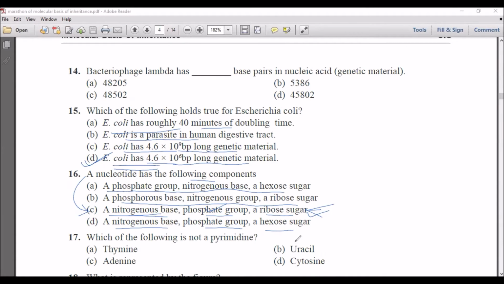Which of the following is not a pyrimidine? Thymine, uracil, adenine, and cytosine. We know that adenine is not a pyrimidine, it is a purine.